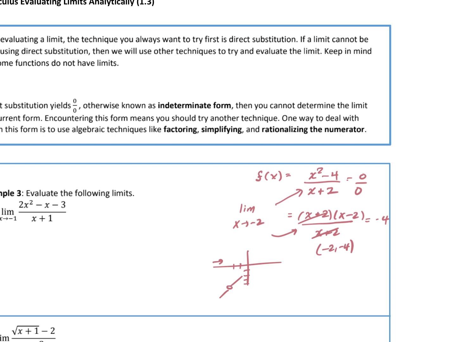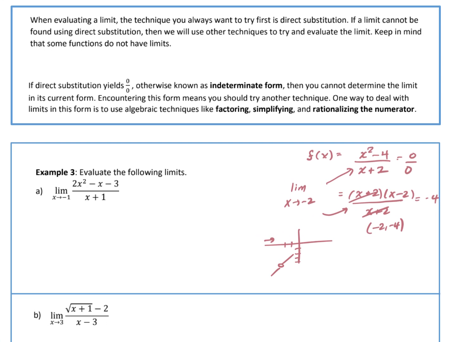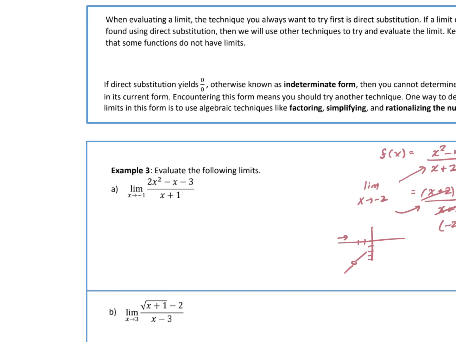So what's the takeaway here? You first need to plug in. Okay, the AP demands that you show the 0 over 0, and then you're going to show what it is you're doing to come up with that limit. So the first thing we're going to do is factor. That's going to be the first sort of tool that we use. So factor.